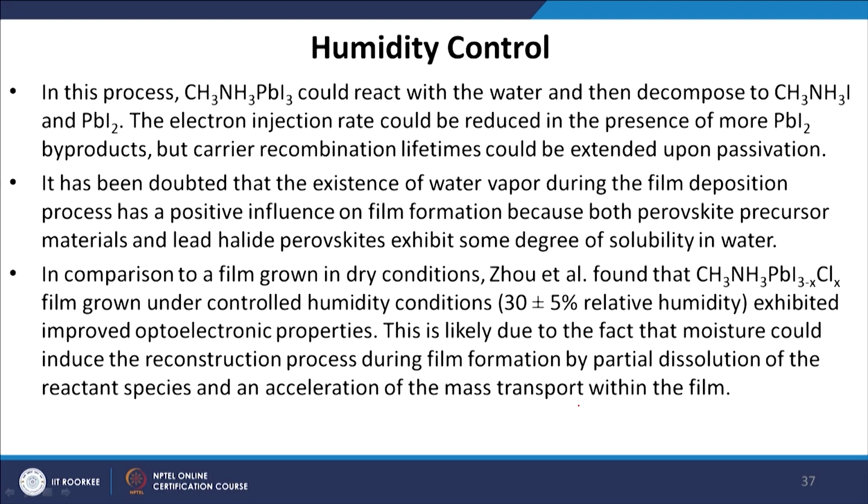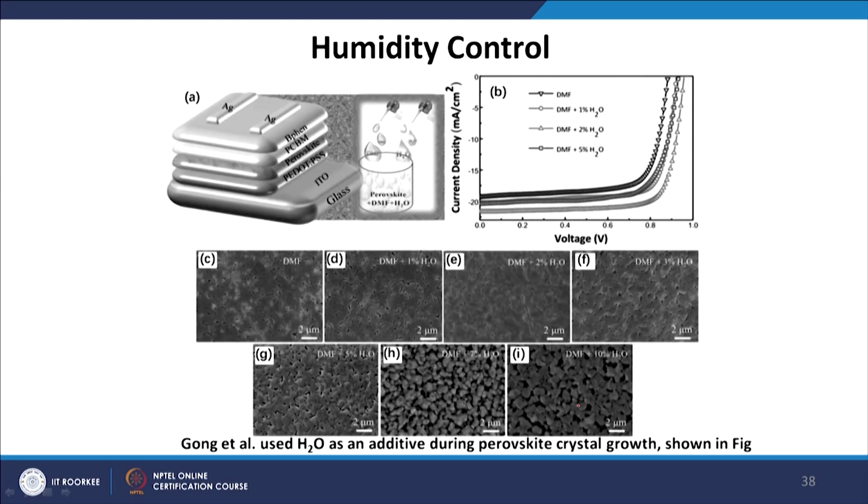This is likely due to the fact that moisture could induce a reconstruction process during film formation by partial dissolution of the reactant species and an acceleration of the mass transport within the film. For example, here you see that on the ITO we have put PEDOT:PSS, perovskite, PCBM, and then BCP, and then the silver electrode we have deposited. If we put perovskite in DMF and H2O, as we increase the percentage of water to 1%, 2%, 5%, and look at the IV curve, the IV curve falls down.